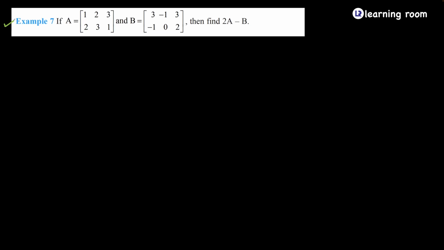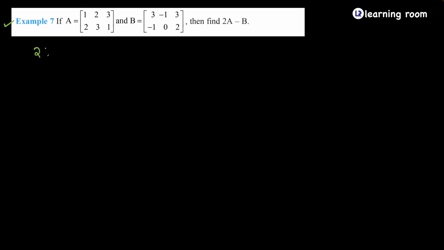Let's discuss this example 7, which is based on the concept of difference of matrices. Matrix A has the elements 1, 2, 3, 2, 3, 1. Matrix B has the elements 3, minus 1, 3, minus 1, 0, 2. Then we need to find 2A minus B. So A is multiplied with a scalar of 2 and B is multiplied with a scalar of minus 1. Even before we proceed with this operation, what do we need to verify? Whether they both are of the same order. They both are of the same order, hence we can proceed.